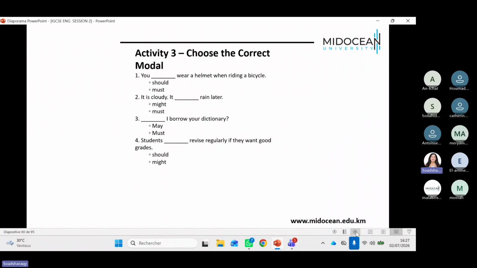Students should revise regularly if they want good grades. So you said number 4. Students should revise regularly if they want good results. Good. Thank you, Abu Bakr.